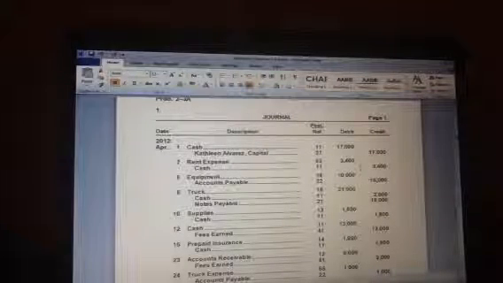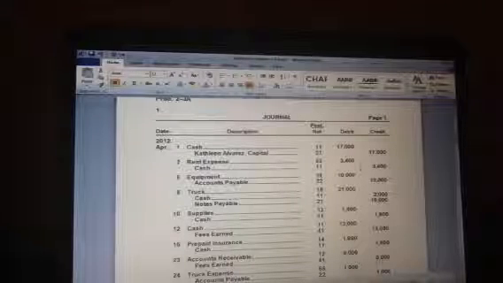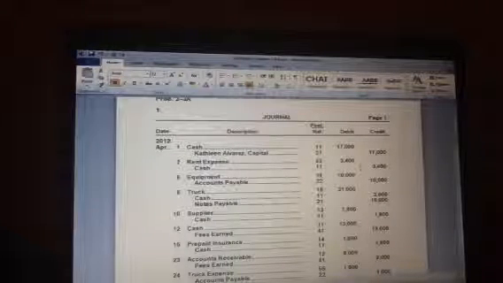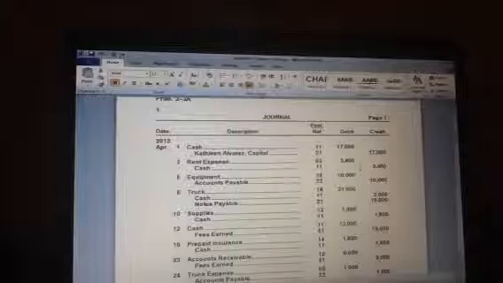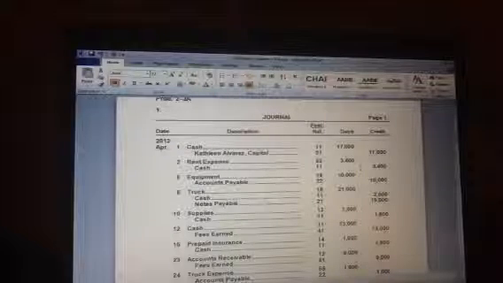On the 12th, we received cash for a job completed, $13,000. When you receive cash, you debit it to increase it, and fees earned is a revenue account, so we're going to credit it to increase it.